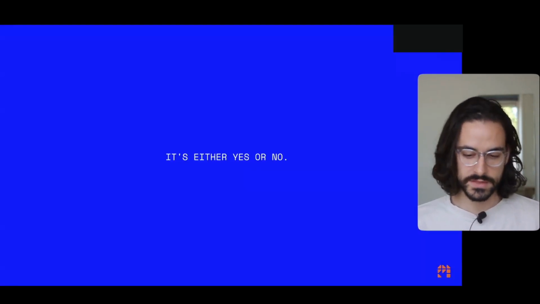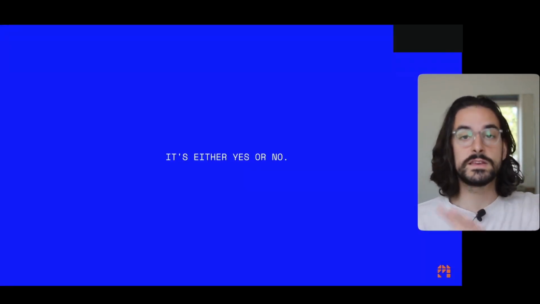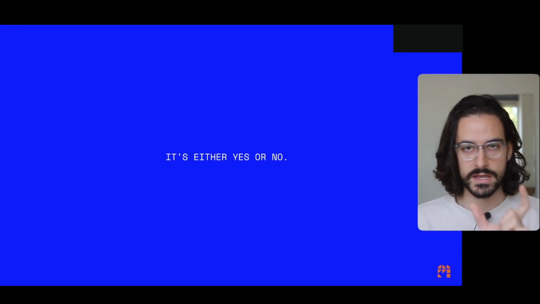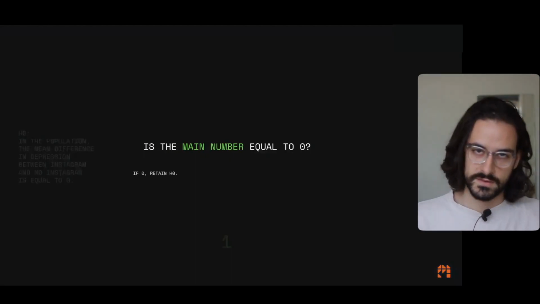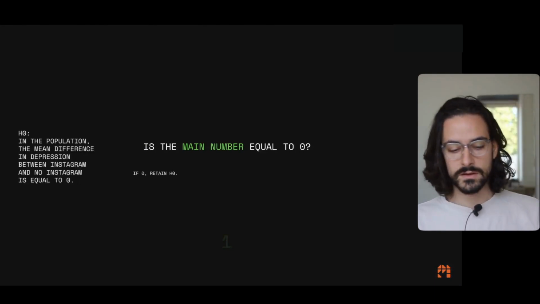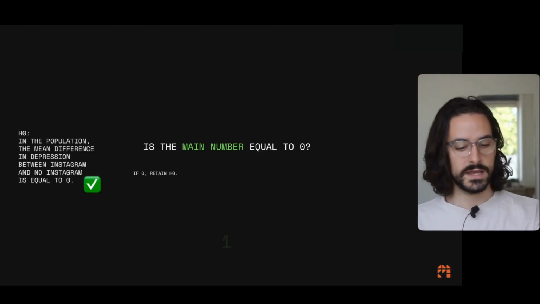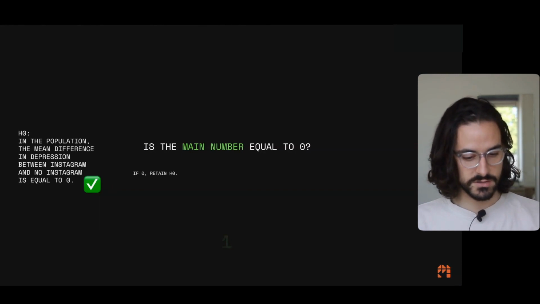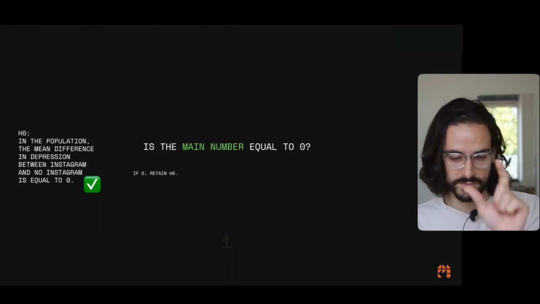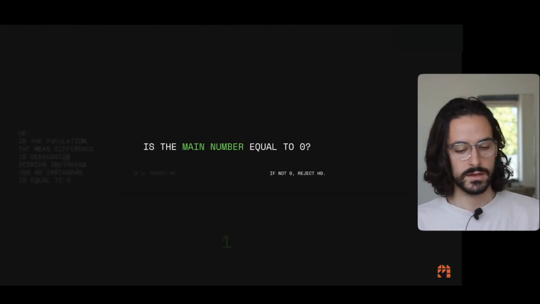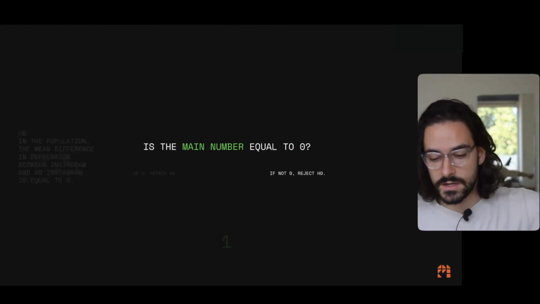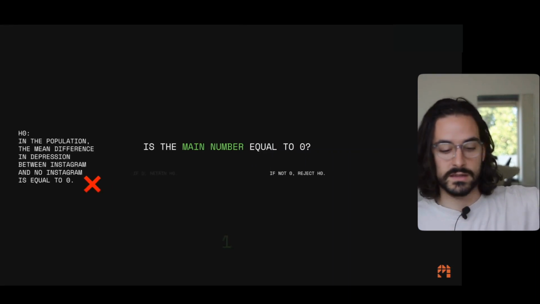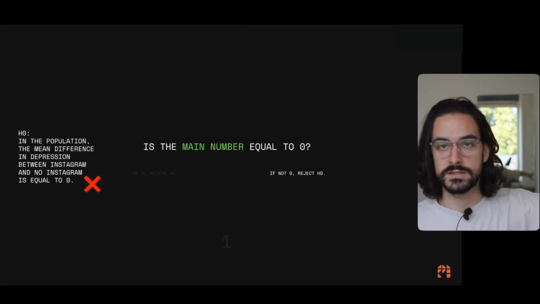Okay, so let's look at what that means. It's either yes or no. So this is how it works. Is the main number equal to 0? If it is equal to 0, we retain the null hypothesis. We're going to look at the null hypothesis and say, hey, in the population, the mean difference in depression between Instagram and no Instagram is 0. Actually, we found that the mean difference is 0. If it's not, we reject the null hypothesis. If the main number is not 0, we reject the null hypothesis, right? We're going to look at it and say, no, that's bullshit. It's not 0.